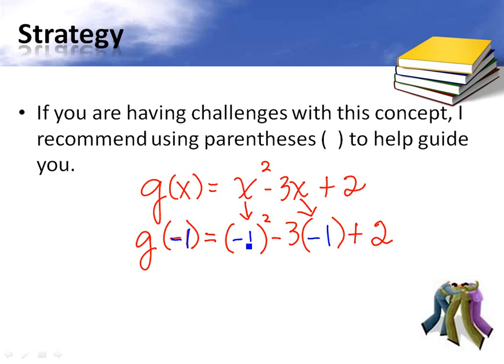Now what this is saying is square the -1. So -1 times -1 is +1. And we have a -3 times a -1, which is +3, plus 2. So 1 plus 3 plus 2 is 6. Now this is how you evaluate a function.